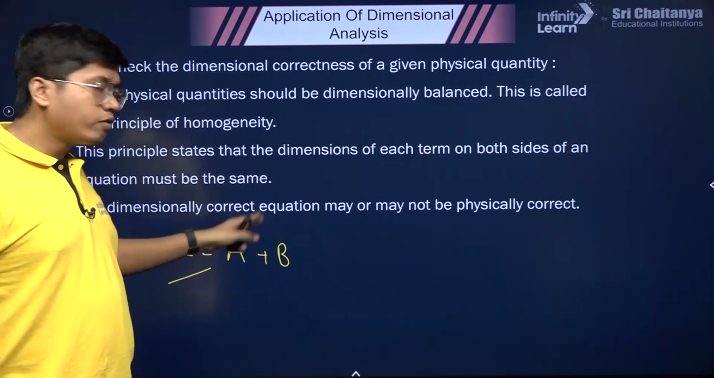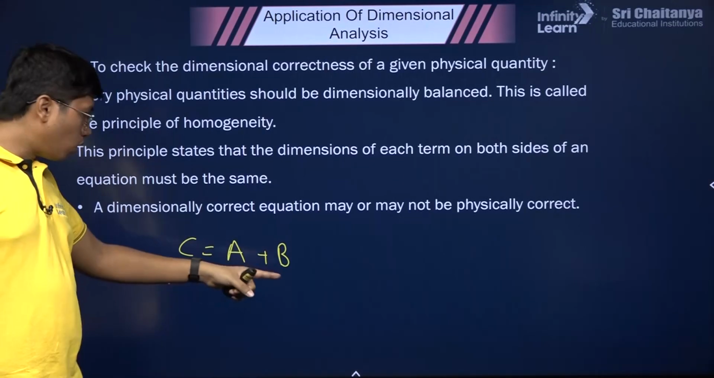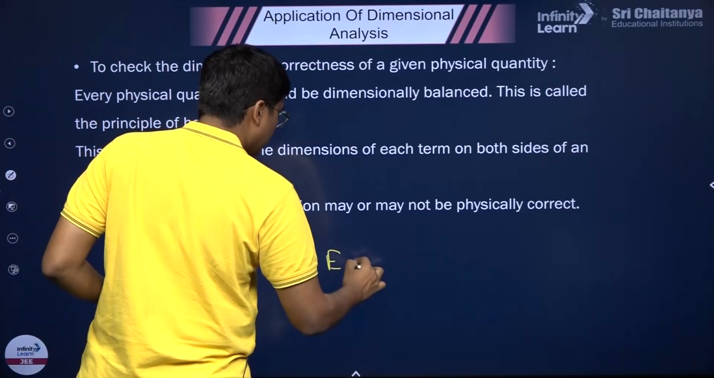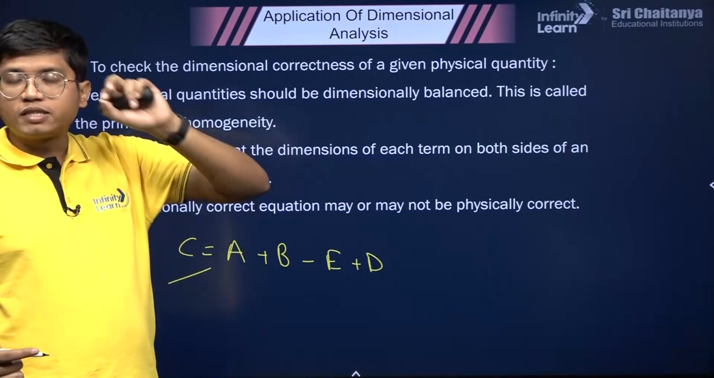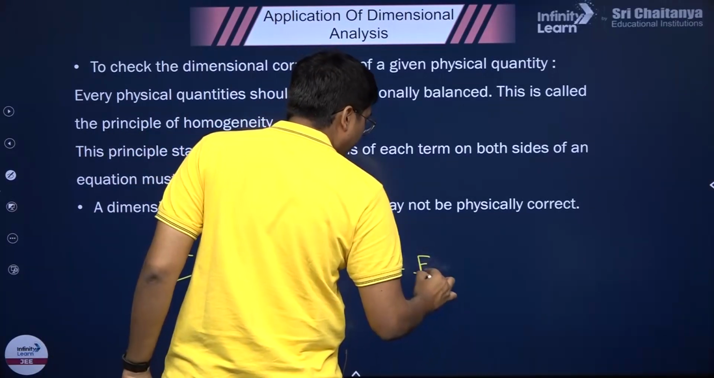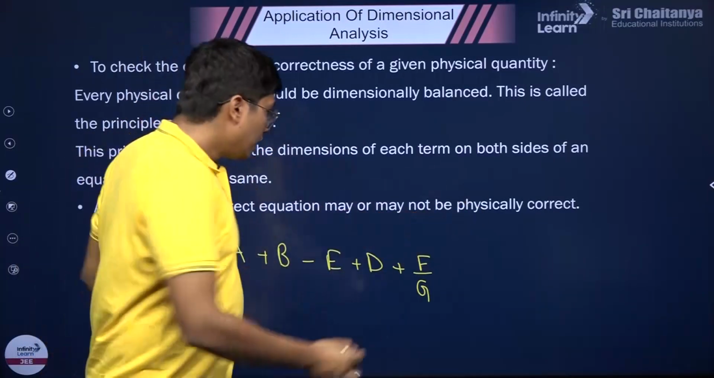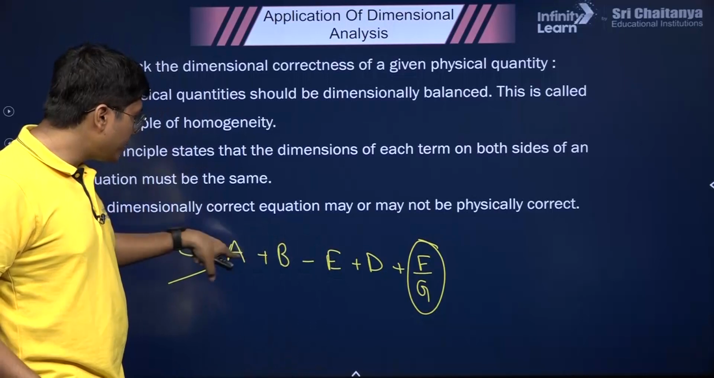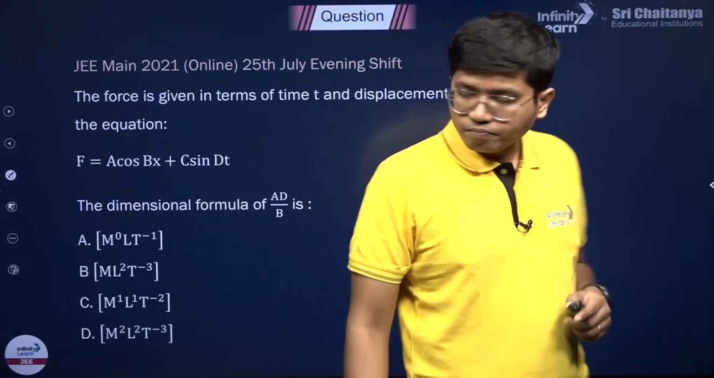Okay, it does not happen with multiplication or division, but as long as there's addition or subtraction, all of the terms, if you had minus E over here plus D, all A, B, C, D, E, all of them should have the same dimensions. If you have, say, over here F by G, then F and G may have different dimensions, but F by G as a whole should have the same dimensions as D, E, B, A and C. Okay, let's look at a question now.